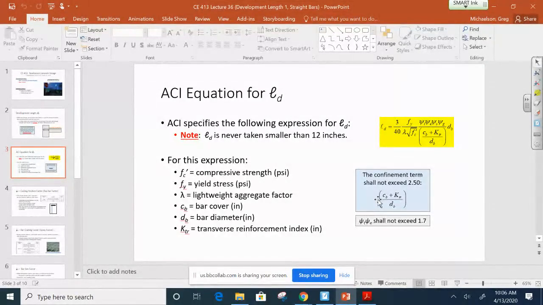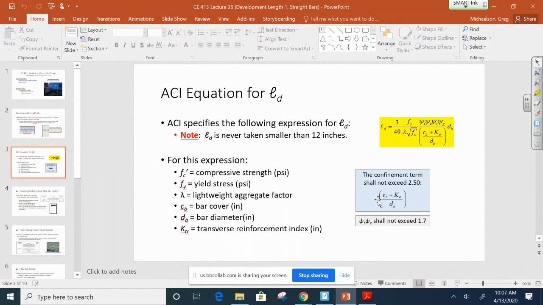Now it looks like there's a lot going on, but let's take it one step at a time and see if we can identify what these terms are and how to compute them. First off, no matter what you compute, LD is never taken to be smaller than 12 inches. So you have to at least embed that element 12 inches. That's sort of a staple of the computation.